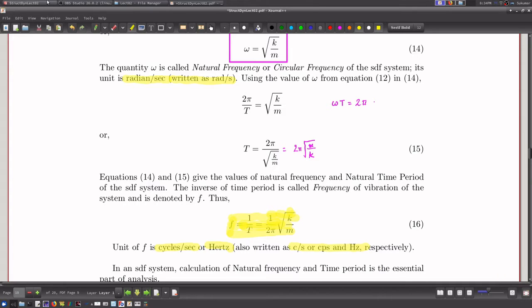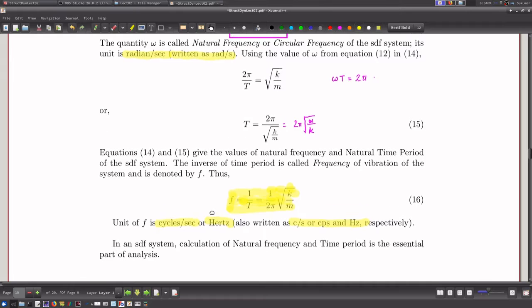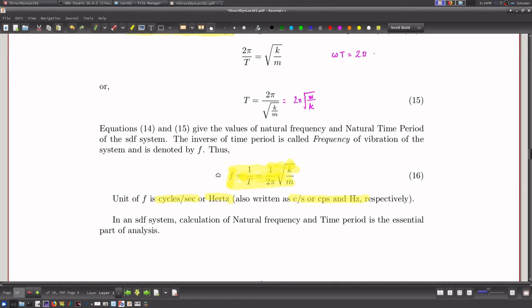And we also knew that in an SDF system the calculation of natural frequency or time period is an essential part of the analysis.